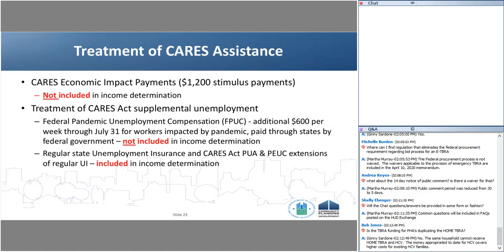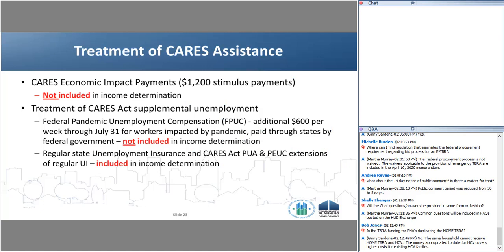The first one I want to talk about is the CARES Assistance Act, and 2 types of assistance that are provided under the CARES Act that in fact we don't have to count in doing income determinations.